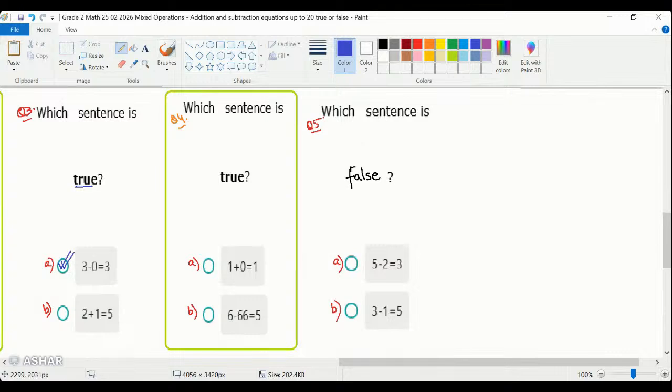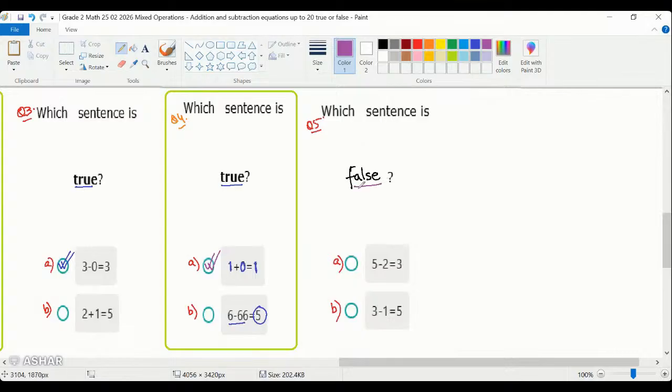Question number 4 says, which statement is true? We're looking at true. This is 6 minus 6. That would never be equal to this, right? So this is false, right? And when 0 is added to any number, then any number stays as the same number. Yes, thank you, Michael. Option A. And in the last question, I've changed it to a false statement.